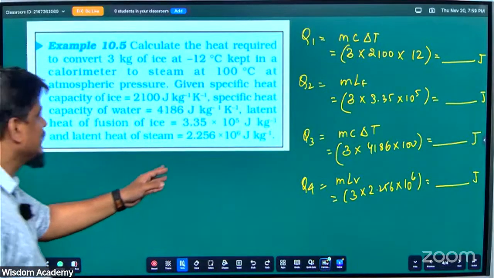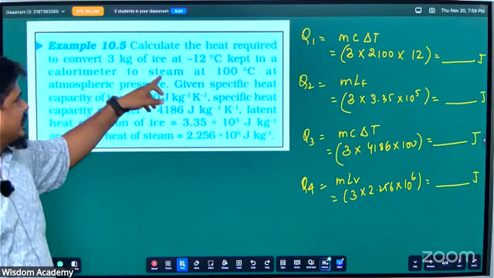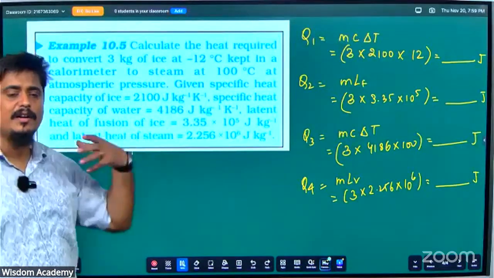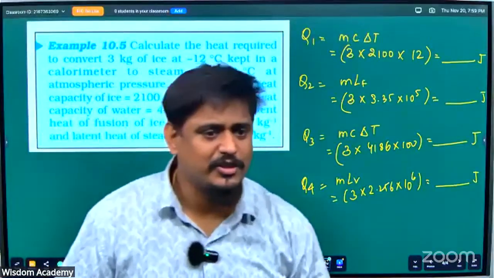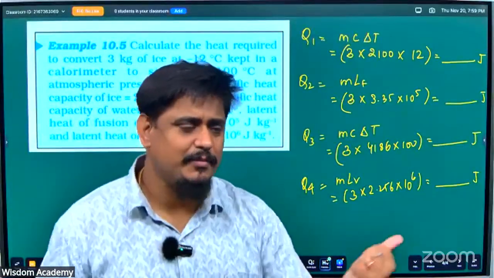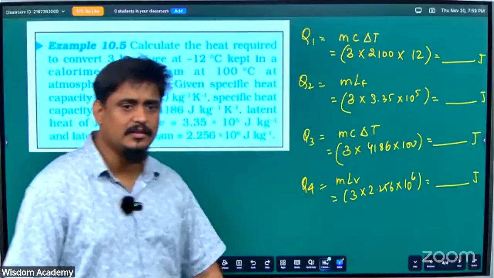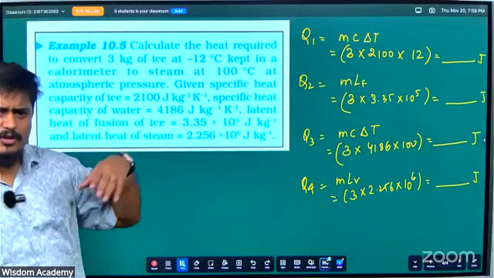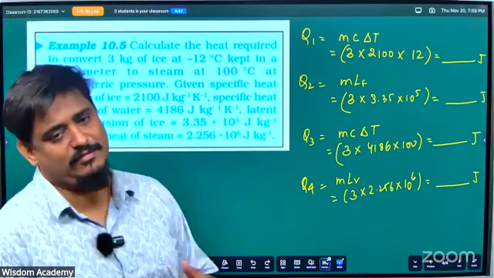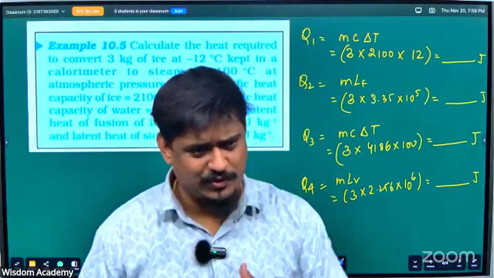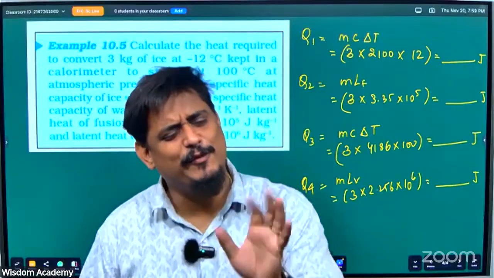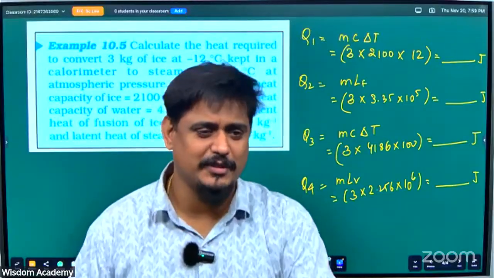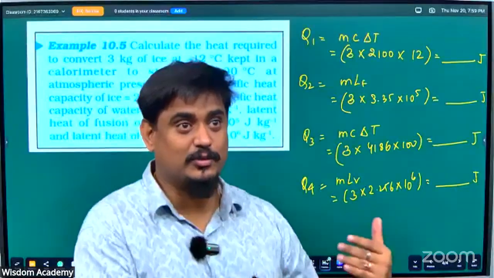Q4 is, they're asking to convert the whole water into steam, right? So 100 degree of water has to become 100 degree of steam. What formula will you use? MLV, because state is changing. So M is 3. Yeah, that same ice is becoming water, no? How? 3 kg of ice will become 3 kg of water. Actually, to be very exact, a little change will be there, but a very, very fractional change. But it will not be much to consider it here.